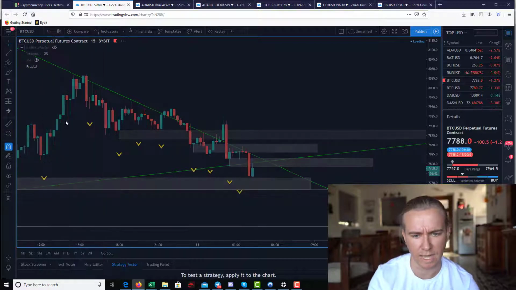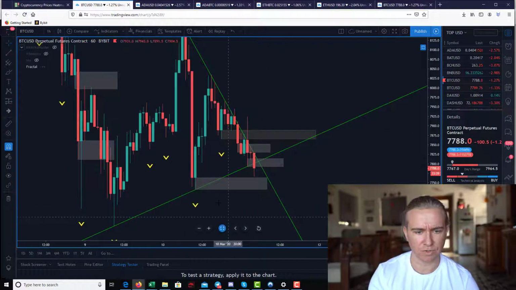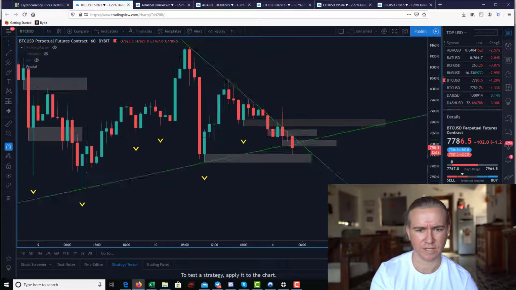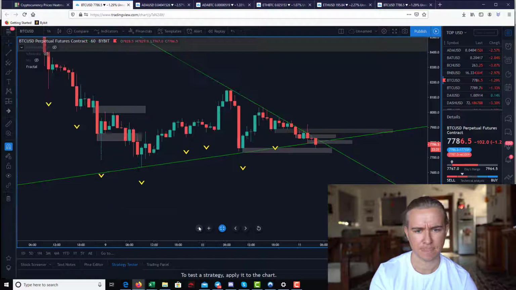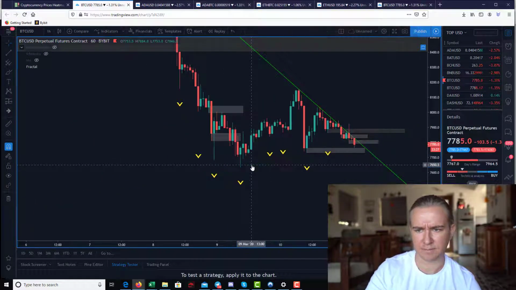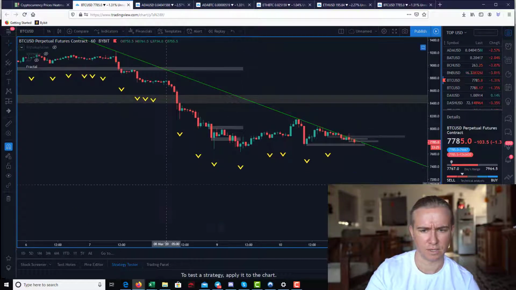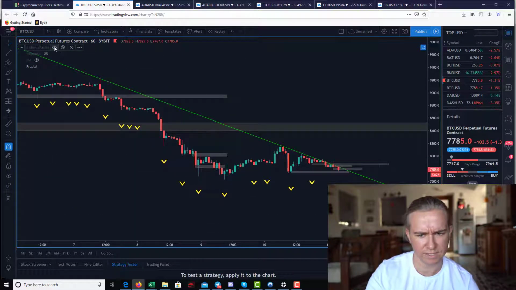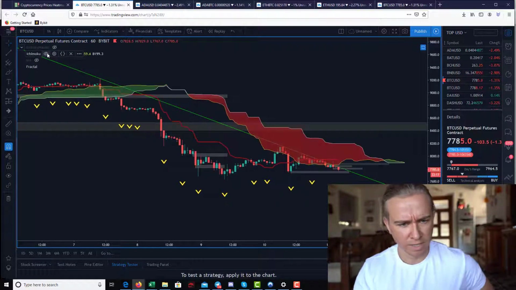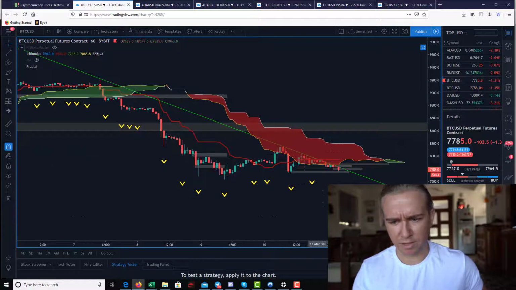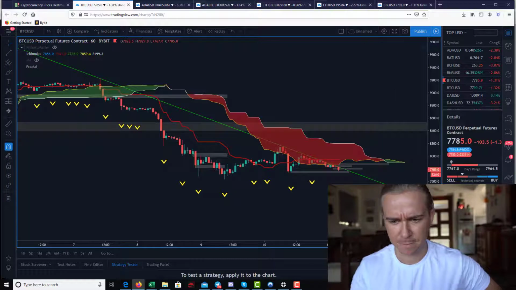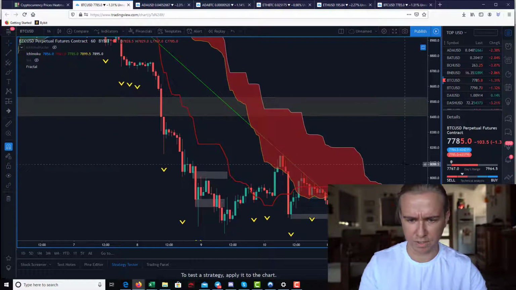I'll quickly go over to the hourly. I drew this trend line on here, which seems to be working thus far. It's much like the Kumo cloud providing resistance. We're back below the cloud, and in 33 minutes we'll probably get a Kumo twist here, so I'll zoom in on that quickly.